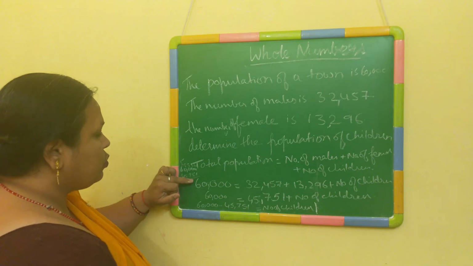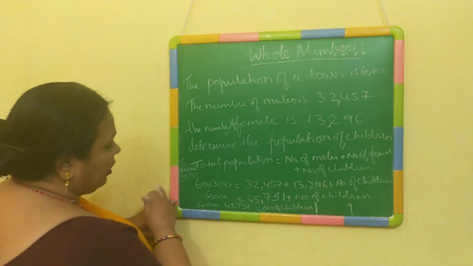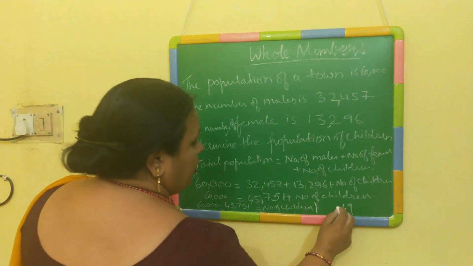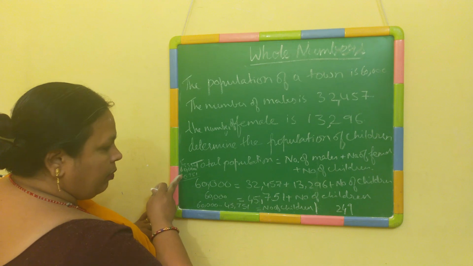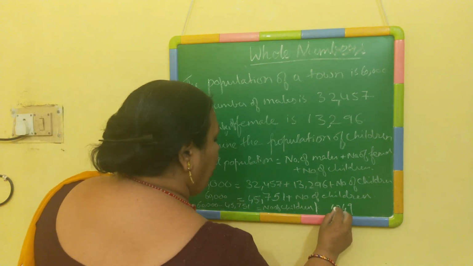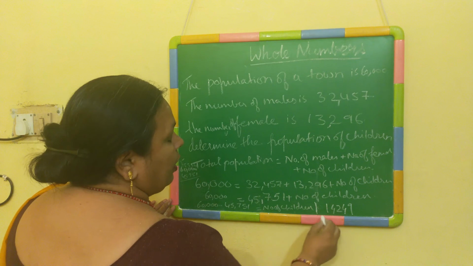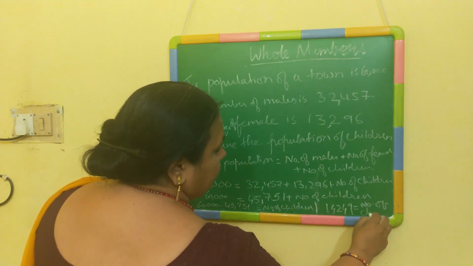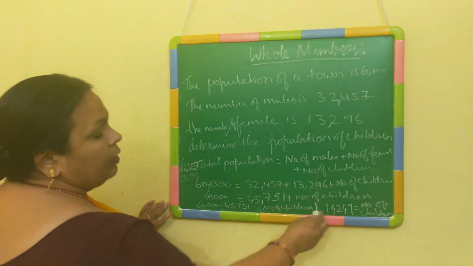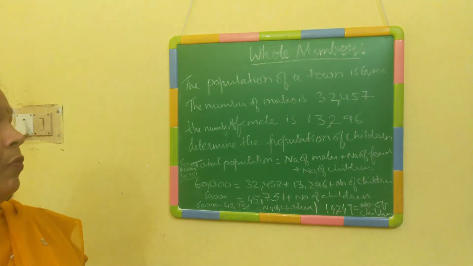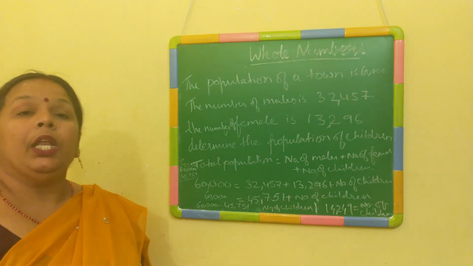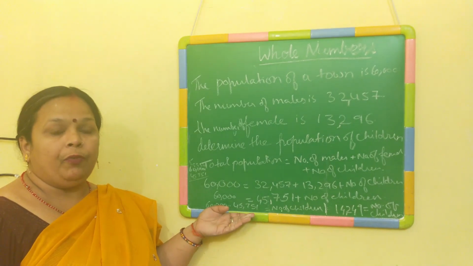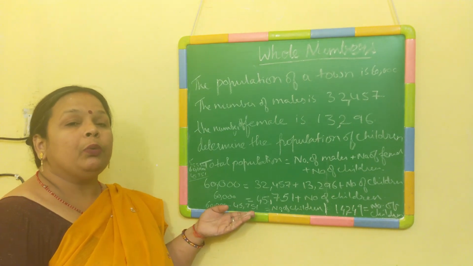So 10 minus 1 is 9. 9 minus 5 is 4. 9 minus 7 is 2. Again 9 minus 5 is 4. And 5 minus 4 is 1. So this is the number of children, and the population of children is 14,249. Clear?